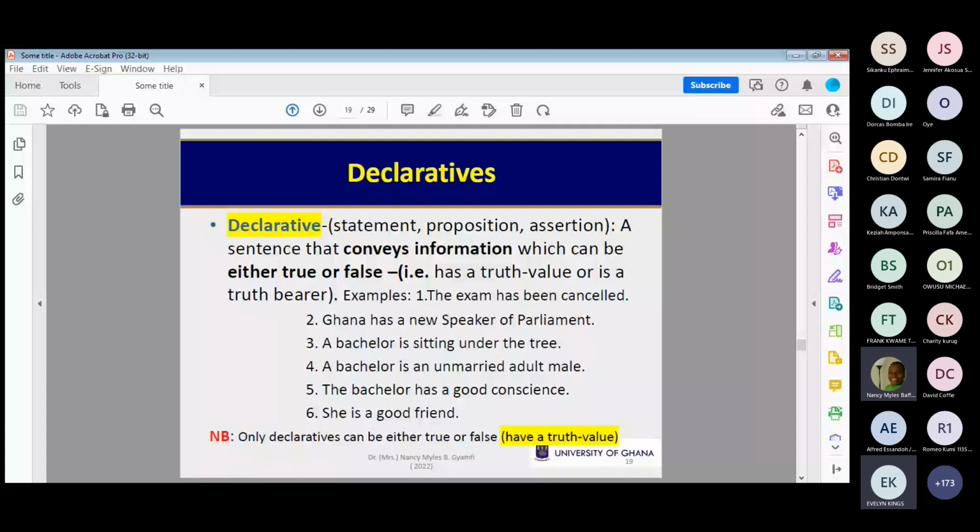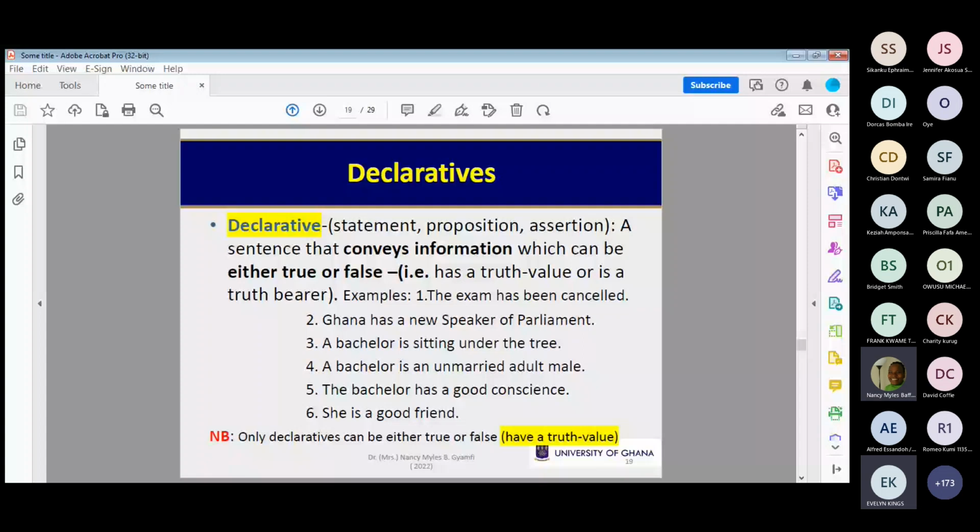So what quality does a statement have? A statement can either be true or false. That is what we mean when we say a statement has a truth value. The value of truth, it has it. The value of truth could be positive or negative. So if the value of truth is true, then it is positive, isn't it? If the value of truth is negative, then we'll say it's false. So when we say a statement has a truth value, it simply means a statement can be true or false.